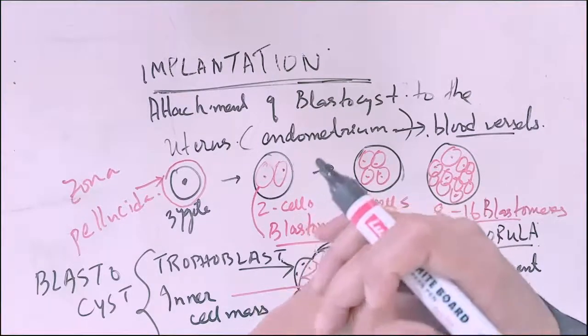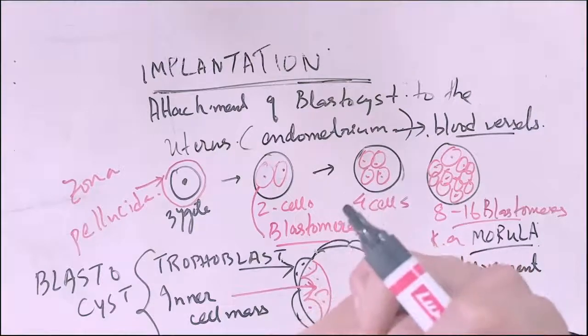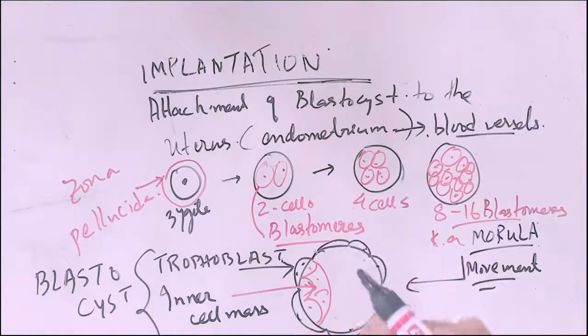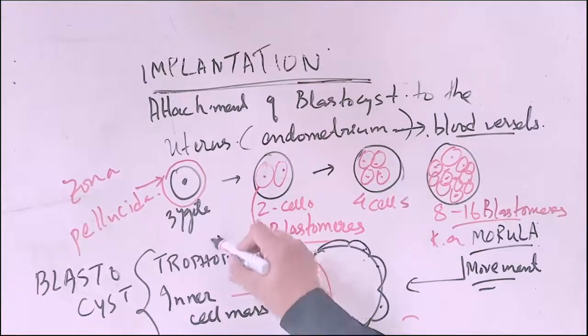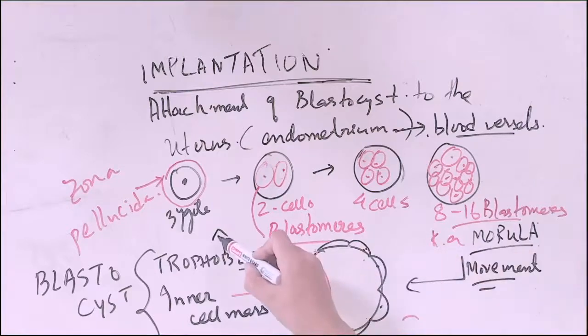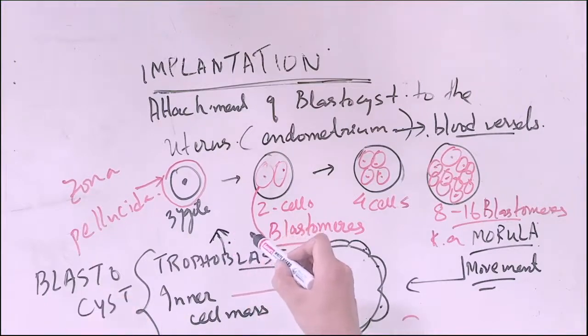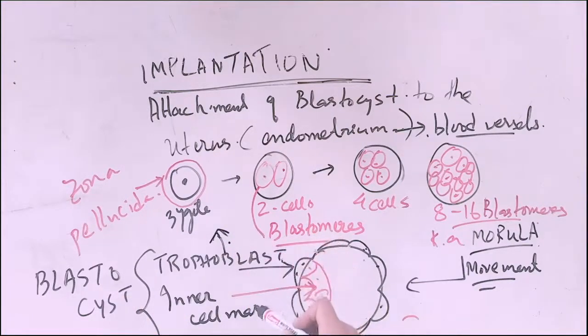The next topic is how the embryo embeds and the placenta forms. The trophoblast will form the placenta from the fetus side, and the inner cell mass will form the embryo.